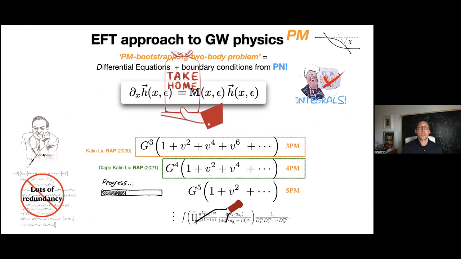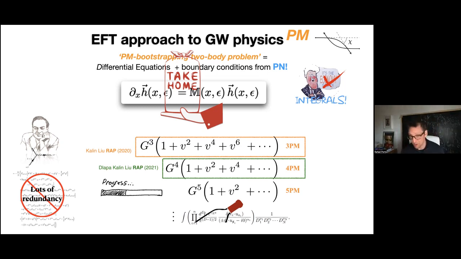I just want to give you the take-home message here: these calculations are what we mean by bootstrapping the two-body problem. It looks like we have a very powerful tool here to solve the relativistic integration problem, which is the true bottleneck of this post-Minkowskian expansion, through this method of differential equations, using all the experience that we have from post-Newtonian calculations to get the boundary conditions of this differential equation. Now we have contributions from potentials and radiation modes, but we understand how to do this through the method of regions, and we are progressing towards higher orders. So far, it's not the Feynman diagrams that give us problems.